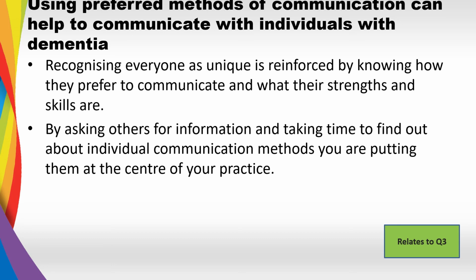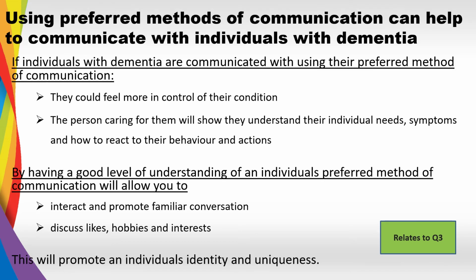By recognising everyone as unique, this reinforces you knowing how they prefer to communicate and what their strengths and skills are. By asking others for information and taking the time to find out about individual communication methods, you're putting them at the centre of your own practice. So if individuals with dementia are communicated with using their preferred method of communication, they could feel more in control of their condition. The person caring for them will show they understand their individual needs, symptoms, and how to react to their behaviour and actions.